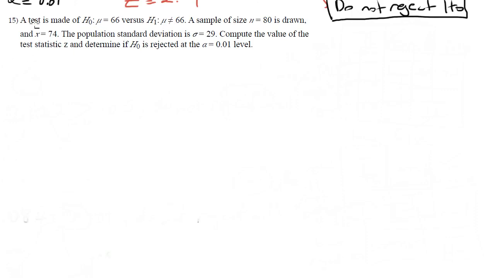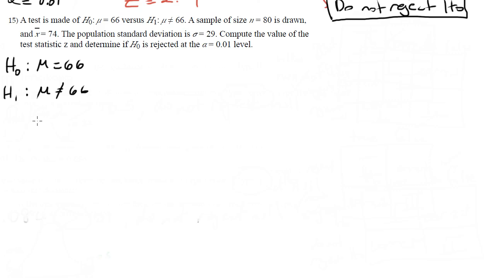All right. A test is made of H sub 0. Null hypothesis is the population mean equals 66. In our book, the null hypothesis is always a statement of equality. It's always the mean equals something. The alternative hypothesis has 3 different possibilities. In this case, different from 66, not equal to 66. The alternative hypothesis can also say the mean is less than 66 or the mean is greater than 66. Those are our 3 possibilities. Null is always equal to. Alternative is less than, greater than, or not equal to.